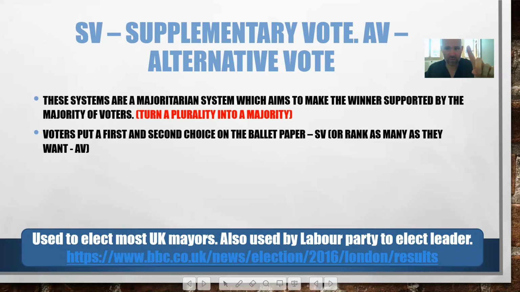You don't get more than one vote. You only get one vote, one ballot paper. But now you can say, well, my absolute favorite one is this one, and my second favorite is this one. And if you're using SV, you just get first and second choice.